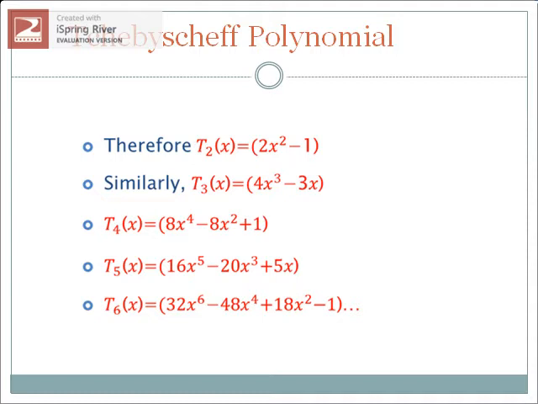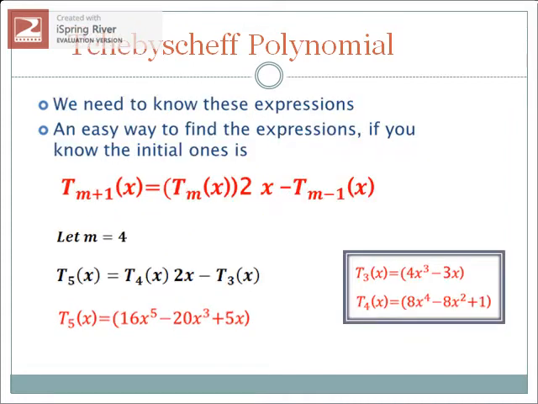Similarly, T3 of x is equal to 4x cube minus 3x. T4 of x is equal to 8x raised to 4 minus 8x square plus 1, like that. Okay, so here the Tchebyscheff polynomials are represented in terms of x. In order to design Dolph-Tchebyscheff array, we need to know these expressions. There is an easy way to find the expression if you know the initial terms. And the expression is that Tm plus 1 of x is equal to Tm of x into 2x minus Tm minus 1 of x. Let's check an example.